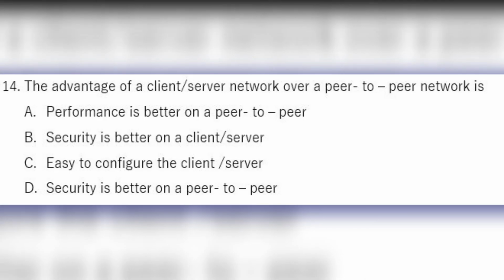Question number 14. The advantage of a client-server network over a peer-to-peer network is: A. Performance is better on a peer-to-peer. B. Security is better on a client-server. C. Easy to configure the client-server. D. Security is better on a peer-to-peer. The correct answer for this question is choice B. Security is better on a client-server.